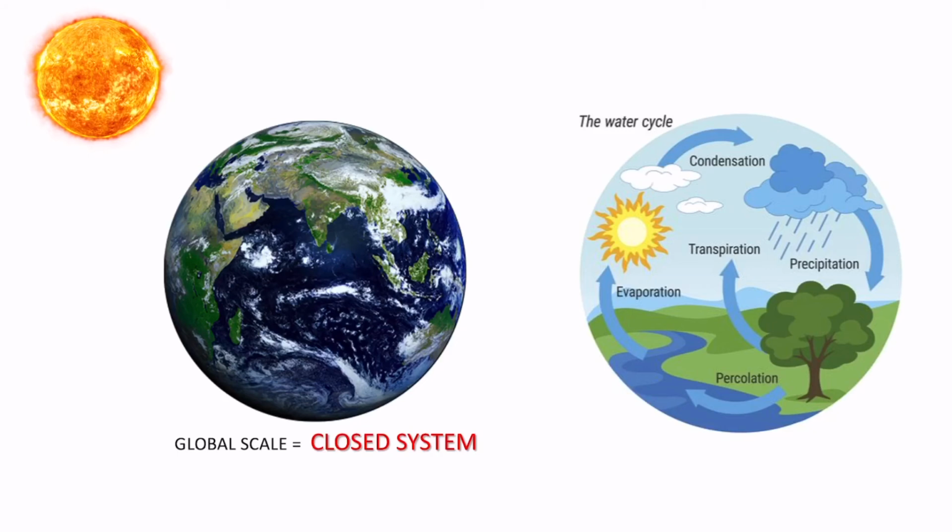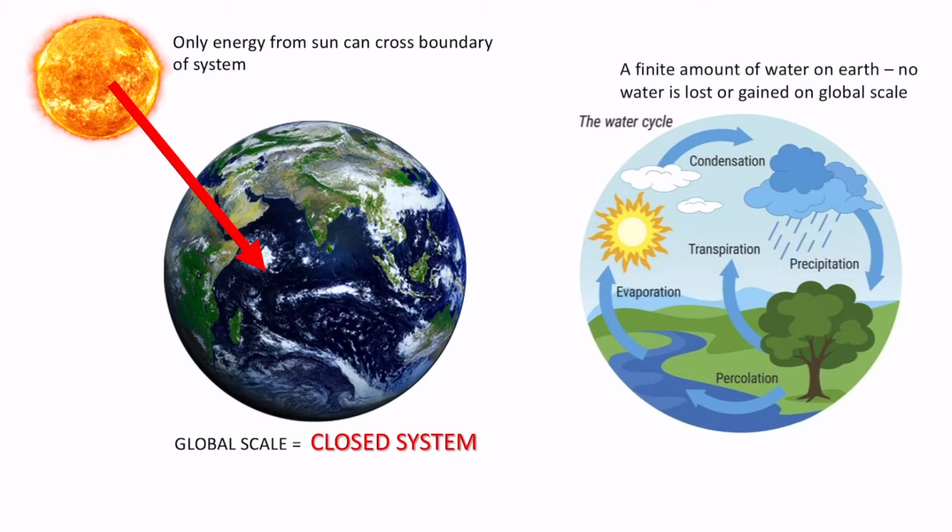The only thing that could actually enter the system is energy, and the energy for the global system, the hydrological system, comes from the sun. So that's the only thing that can cross the boundary, and that's the engine that drives all of the processes here in the water cycle. As I said before, no water is lost or gained when we look at it at a global scale, so you don't get water drifting off into space.